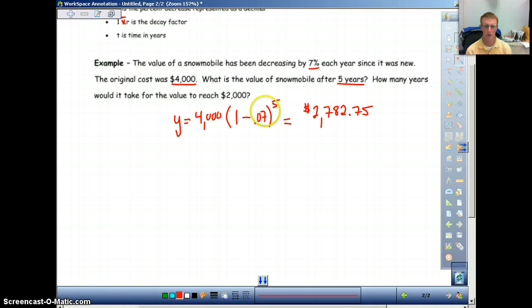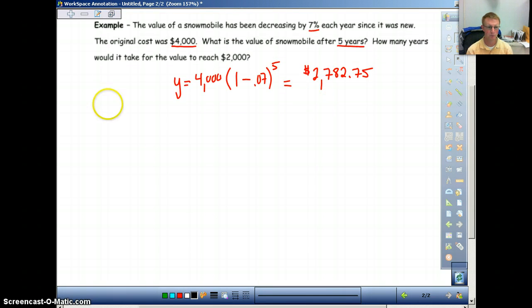Okay? Now the second one, that's a little bit more difficult. It says, how many years would it take for the value to reach $2,000? Well, 2,000 is going to have to go in for our y on this part. So in the second one here, put this in a different color so you guys can see it. We're going to put 2,000 in for y and set it equal to our equation. Now, we don't know how many years it takes, so we have to put our t back in for our variable, or our x, whatever.